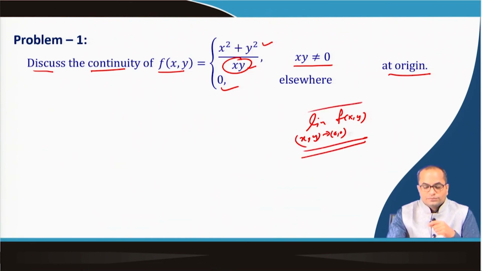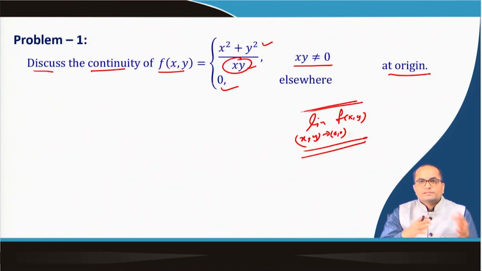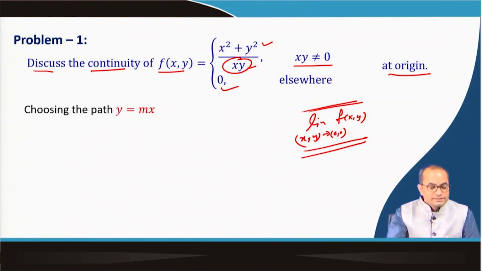So, this limit we need to compute, and then we will claim whether this function is continuous or not. Looking at this function, (x² + y²)/(xy), we have already discussed several examples in the previous lecture on evaluation of the limit. Here also we realize that if we substitute y = mx, if we fix the path y = mx, this will depend on the path. So, the limit in fact does not exist in this case.